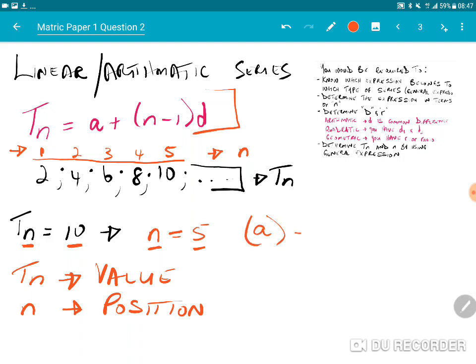A would be your first term. So in this case, A would be equal to 2.